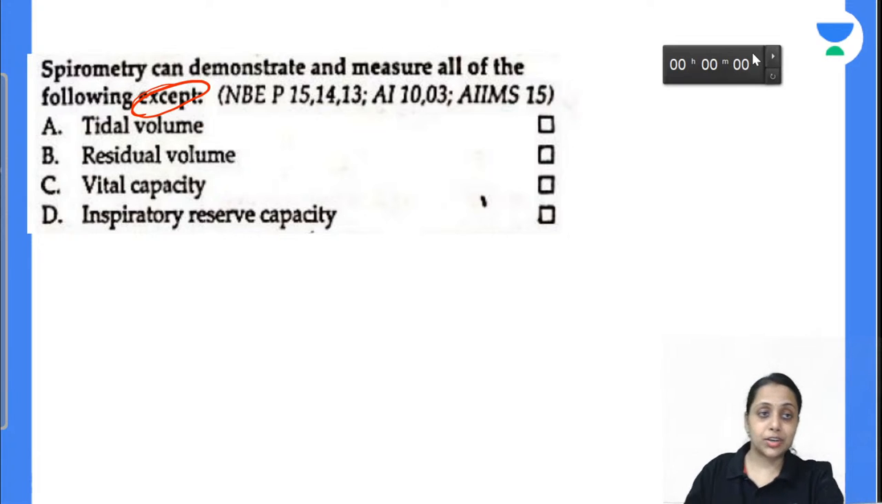Spirometry can demonstrate, yeah, but it cannot measure the residual volume. So answer is B.